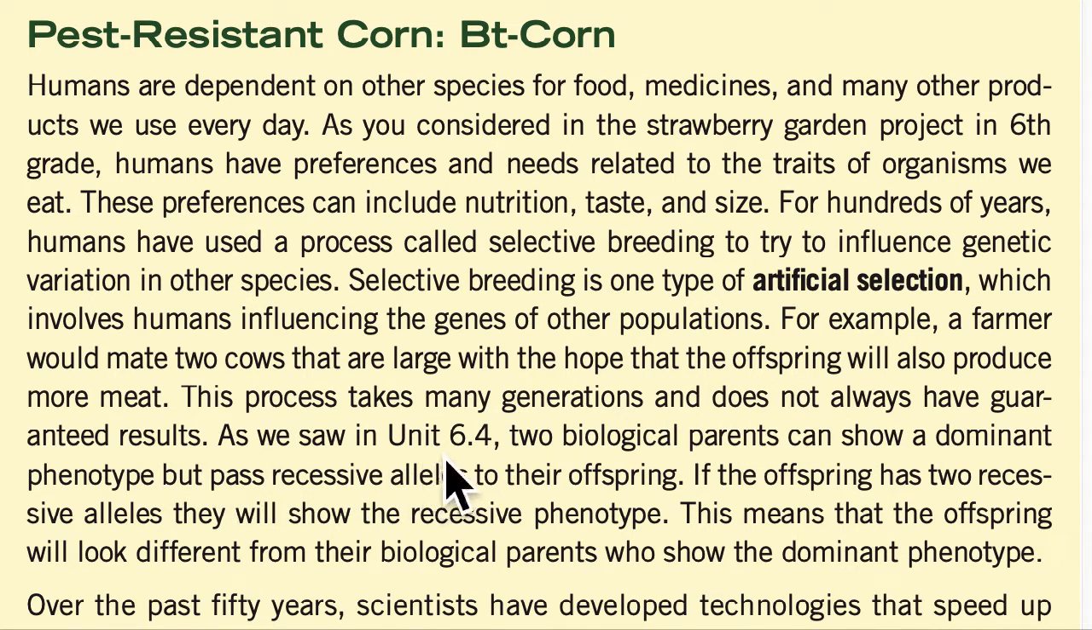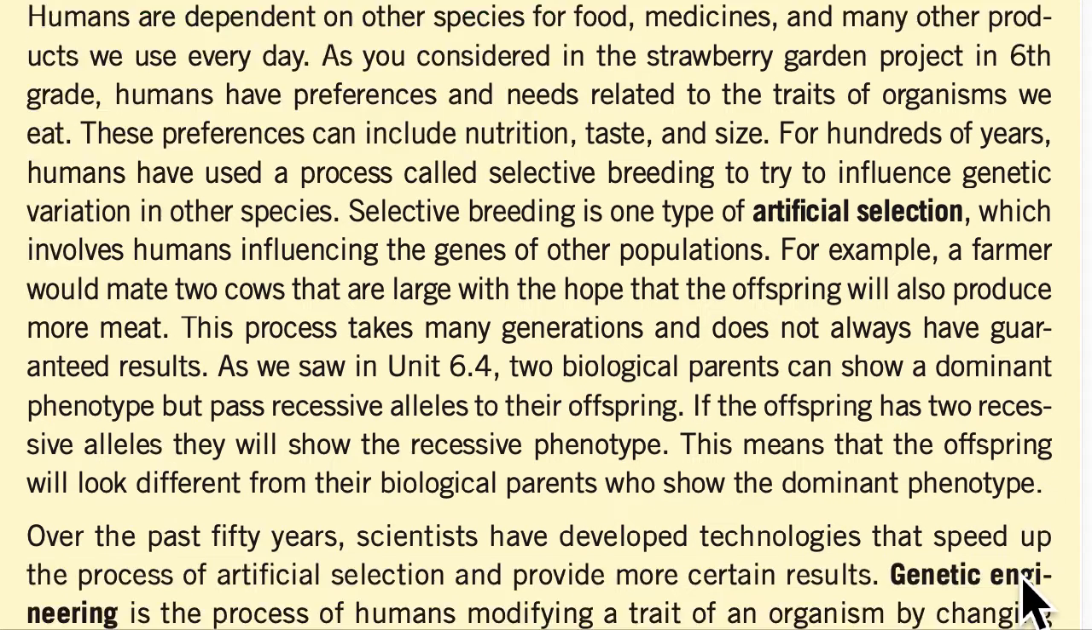As we saw in Unit 6.4, two biological parents can show a dominant phenotype but pass recessive alleles to their offspring. If the offspring has two recessive alleles, they will show the recessive phenotype. This means that the offspring will look different from the biological parents who show the dominant phenotype.